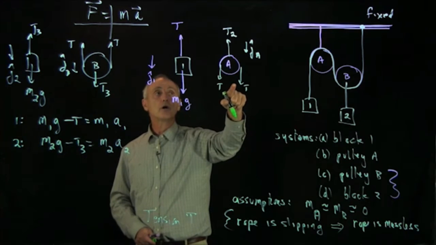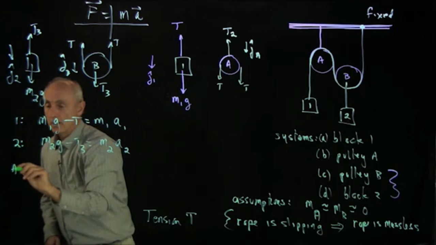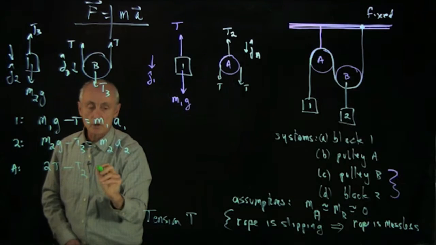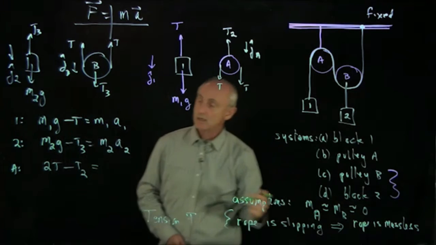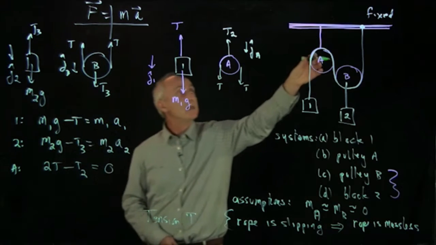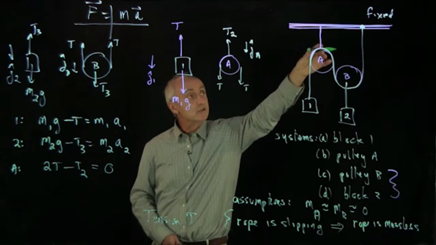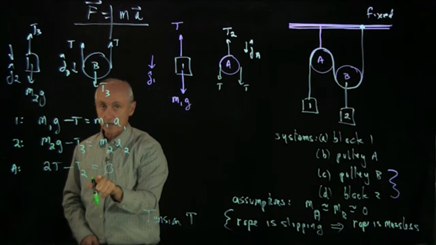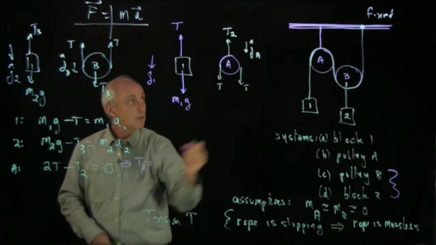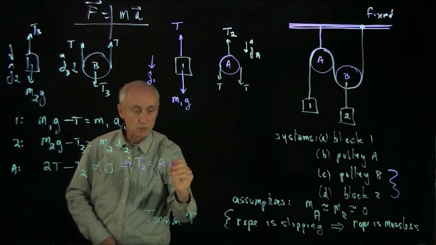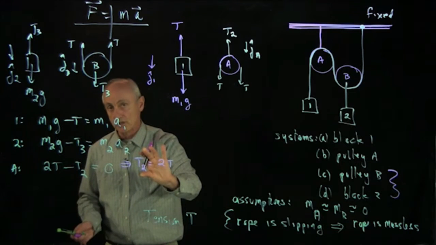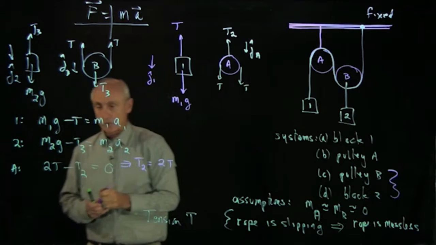And now for pulley A, we have 2T pointing downwards, minus T2 going upwards. Because pulley A is massless, this is 0. Pulley A is actually fixed too, so it's not even accelerating. What we see here is that the string holding pulley A up, T2, is equal to 2T. So if we wanted to know what T2 is, we need to calculate T. And finally, we have B.